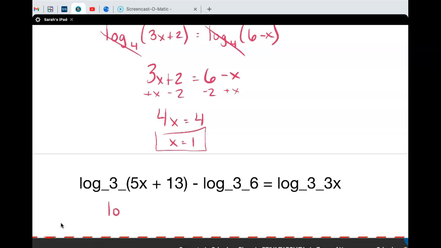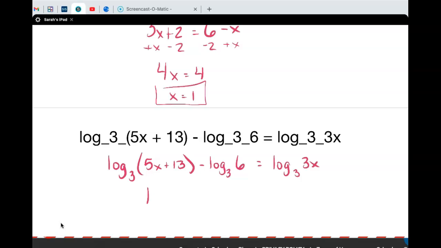Okay, next one. We have log base 3 of 5x plus 13, minus log base 3 of 6, equal to log base 3 of 3x. This one has the same logarithm for everything, which is nice. We have log base 3. On the left side, we have two logarithms. We should combine these together by using a logarithm property. Does anybody know how to rewrite a logarithm when it's being subtracted? Yeah, subtraction changes to division.